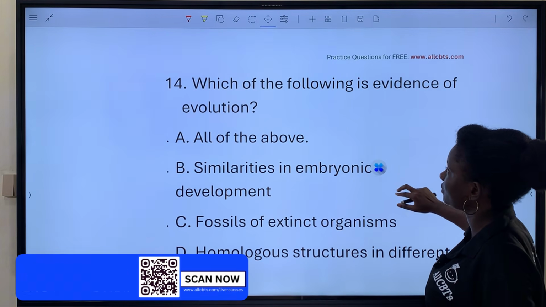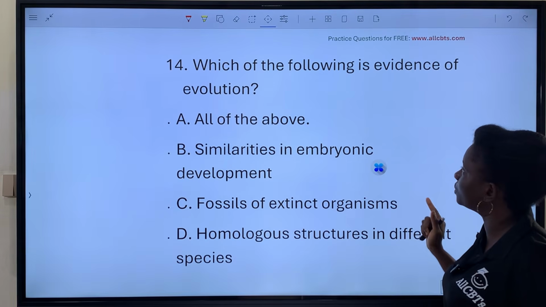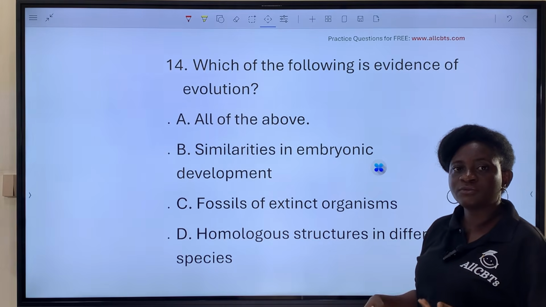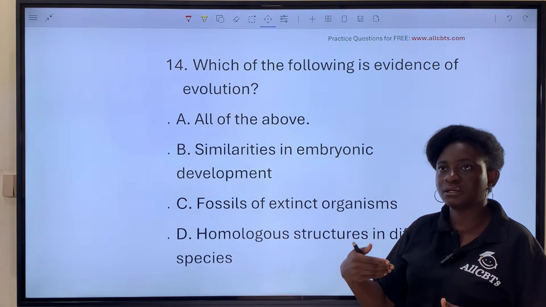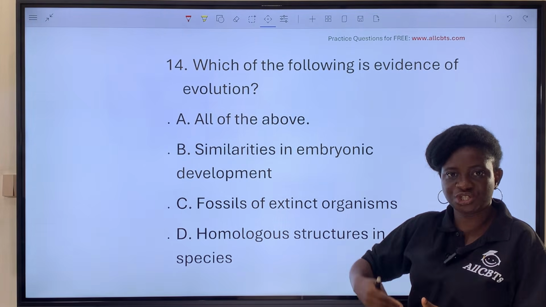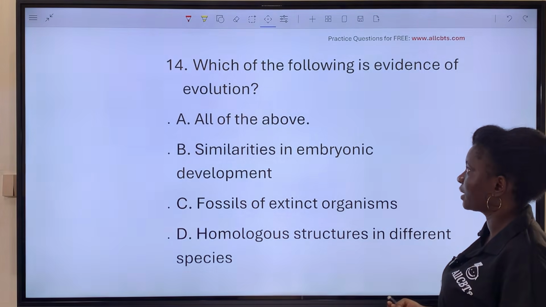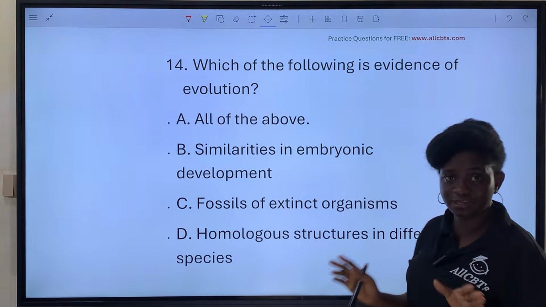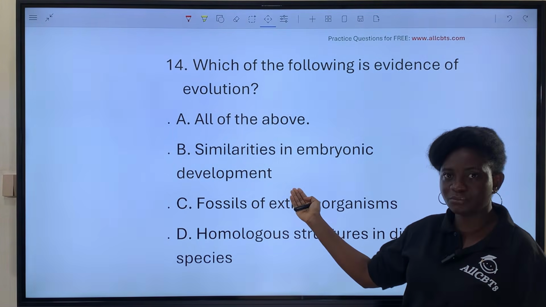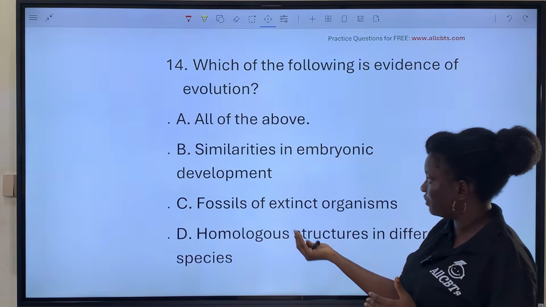For instance, you have the arm in humans, and we have the wing in birds. All right, they look similar, right, but they serve different functions. All of these that are listed here are evidence that things evolve over time, things change over time in organisms. So that is why option A, all of the above, is the correct answer here.